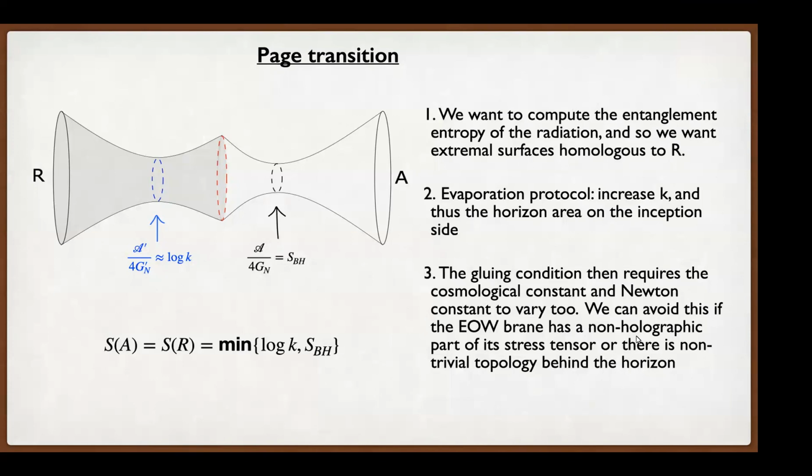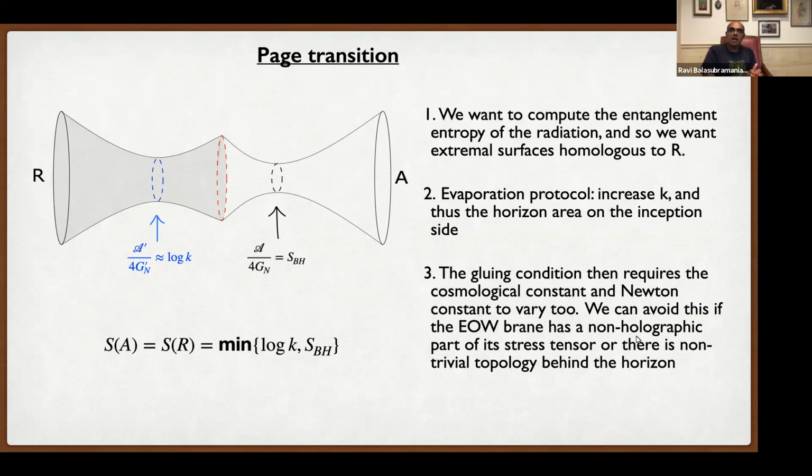So what does a non-holographic part of the stress tensor do to this picture? Nothing essential. It changes the brane trajectory. Because there's a tension on the brane, the actual trajectory it follows in the geometry will be slightly different. And that makes it possible to splice the things together without having the varying of the cosmological constant on the two sides.